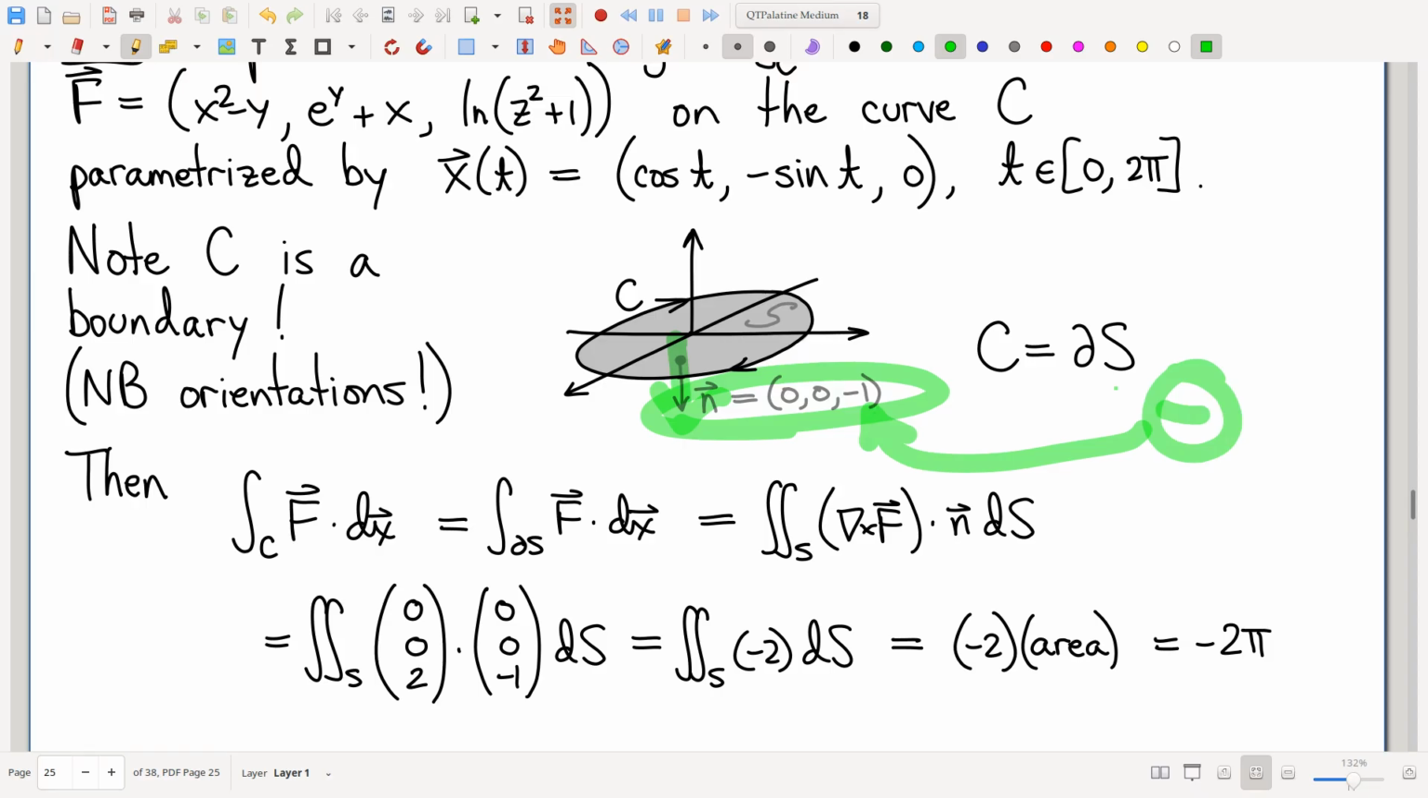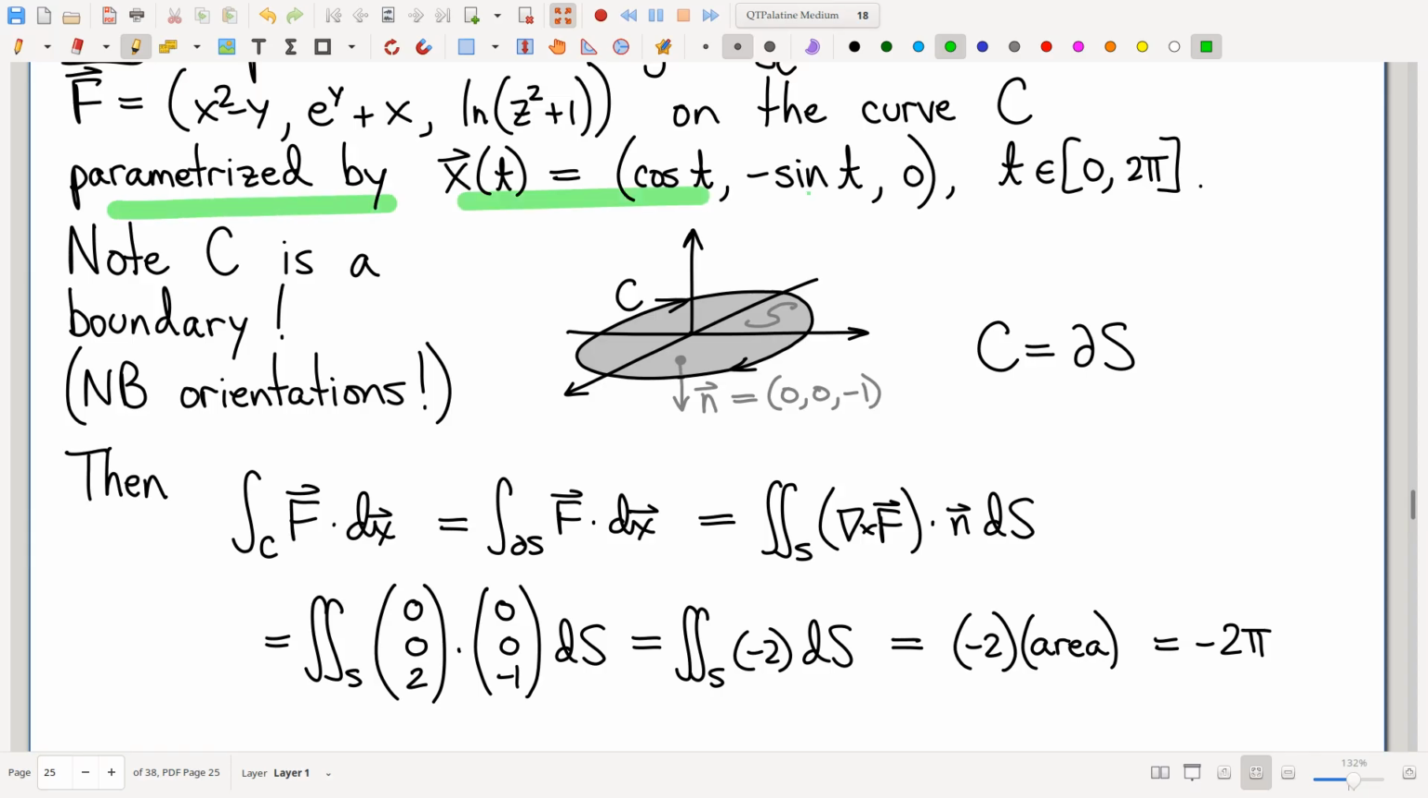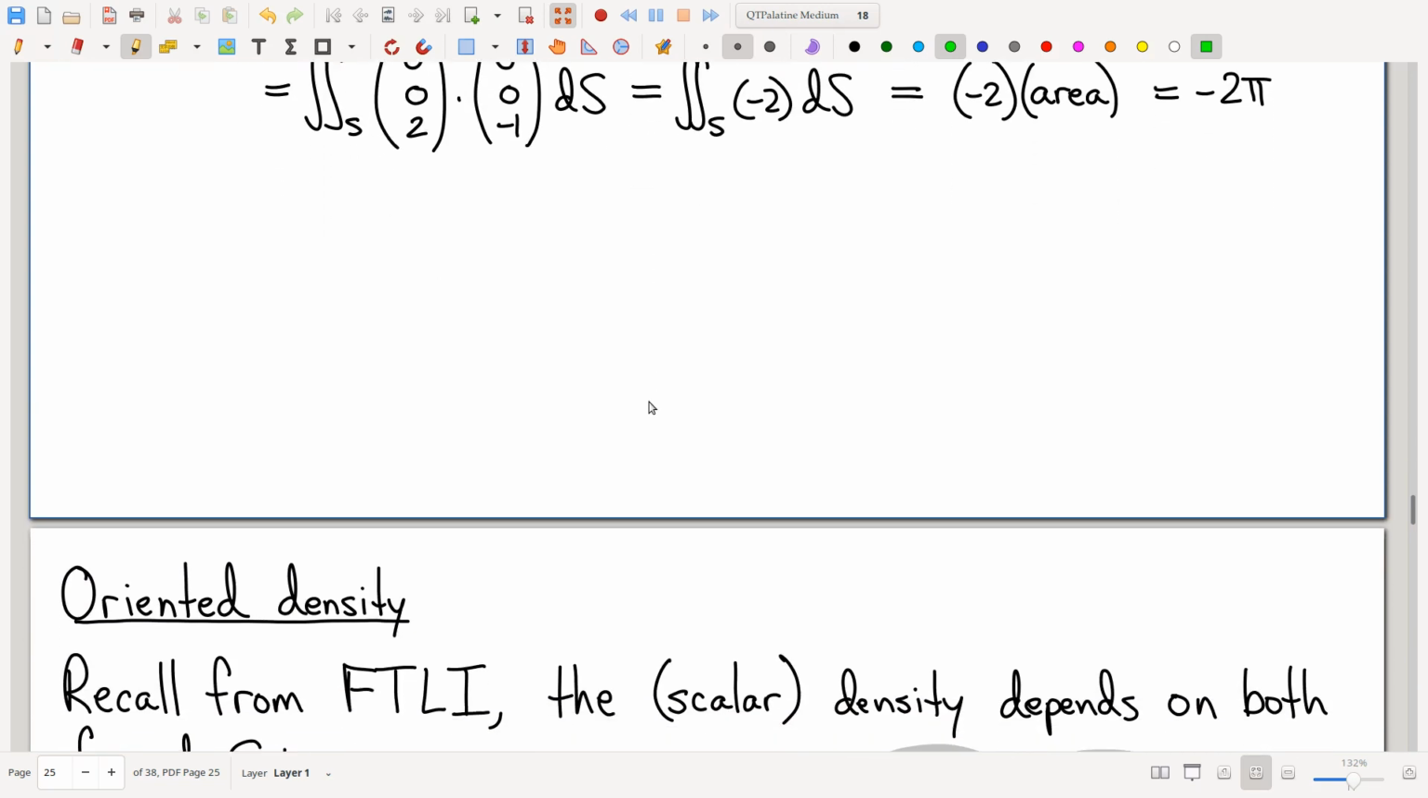Yeah, thanks. I was just wondering, for the parameterization, why we have the negative on the sine and not the sine if it's plus? That was given. That's what the curve C is. Just the statement of the question. All right. Okay, so that's an example.